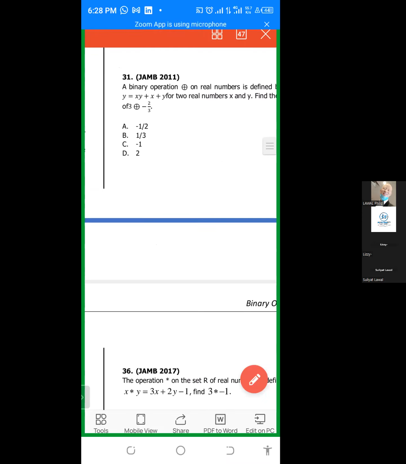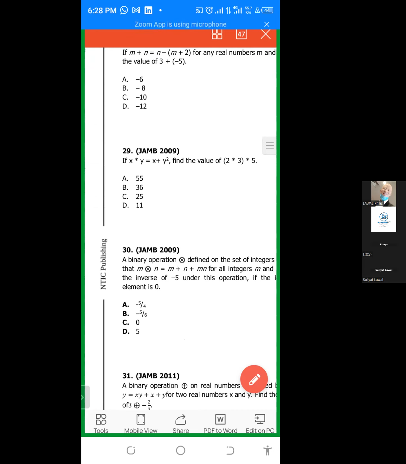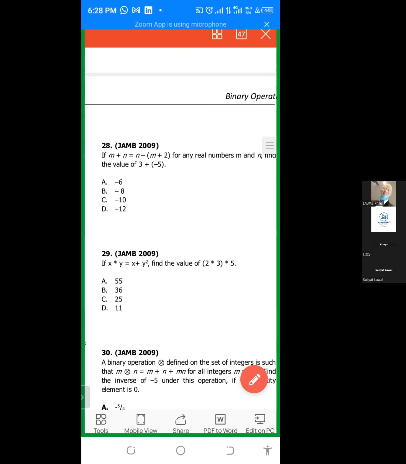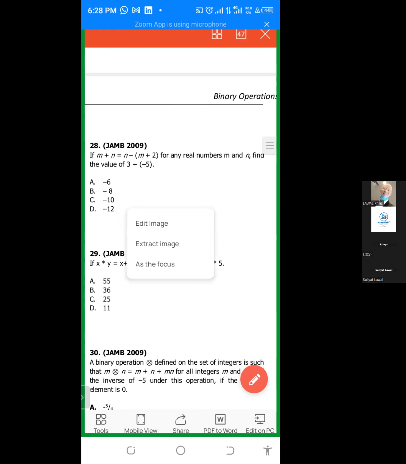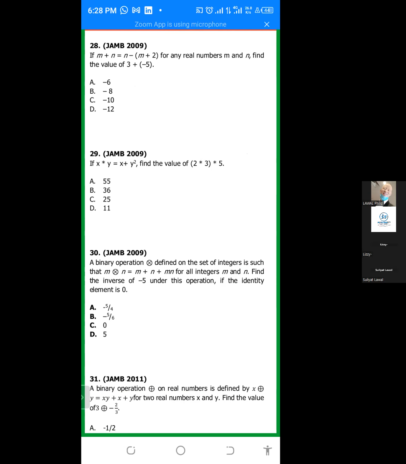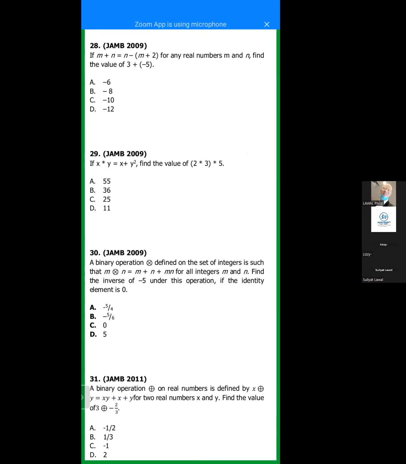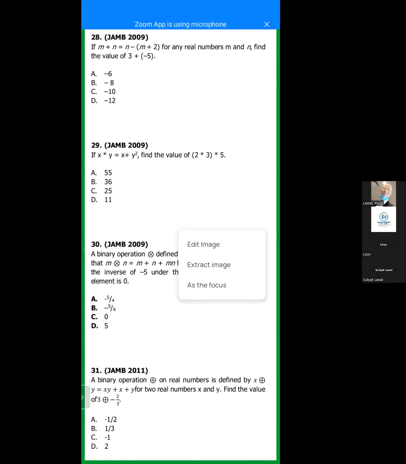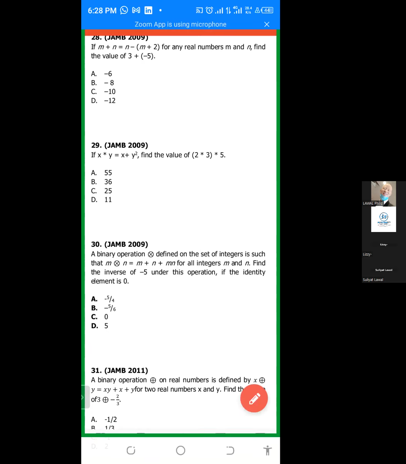Or let me see. Is there anyone that wants to try any of the questions? Probably 2009. There were 2 questions that came out in 2009. You can make a screenshot of your phone or laptop. There are 3 questions showing vividly here. Let me project it up. Yeah, you should be able to snap all the 4. Yeah, these are 4 questions at a go.